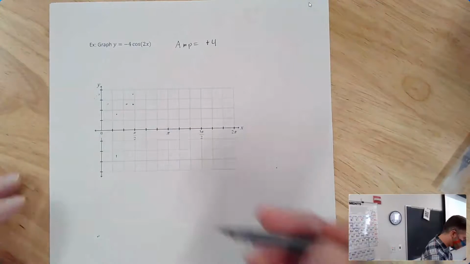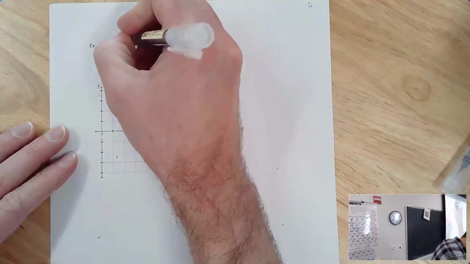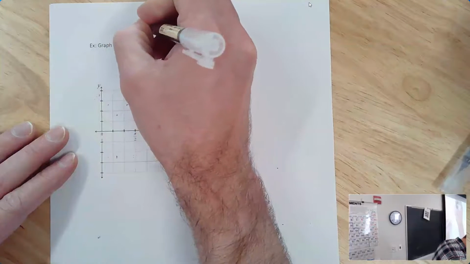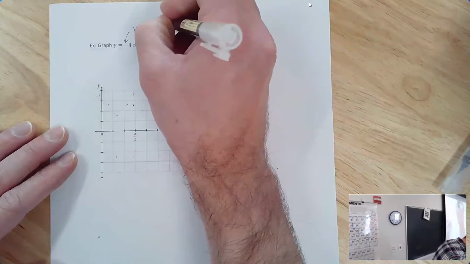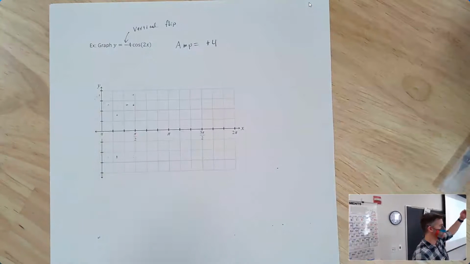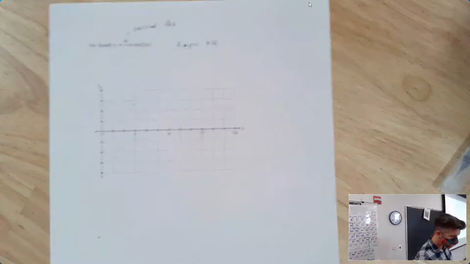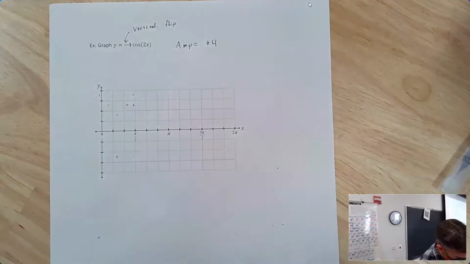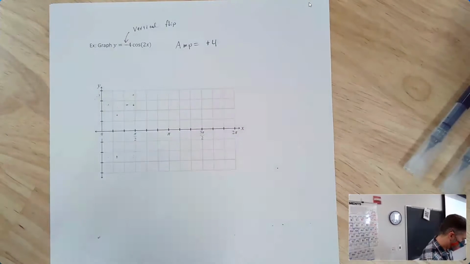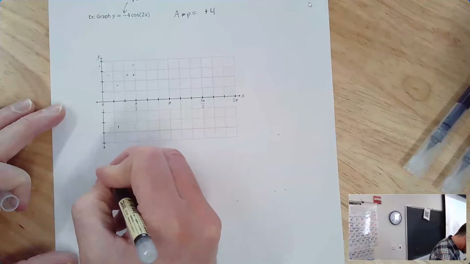But we are going to have a vertical flip. The negative sign is going to be a vertical flip. Meaning, instead of starting at the top and then going middle and then bottom, we're going to start at the bottom and then go middle and then go top. And then, what's our new period going to be?